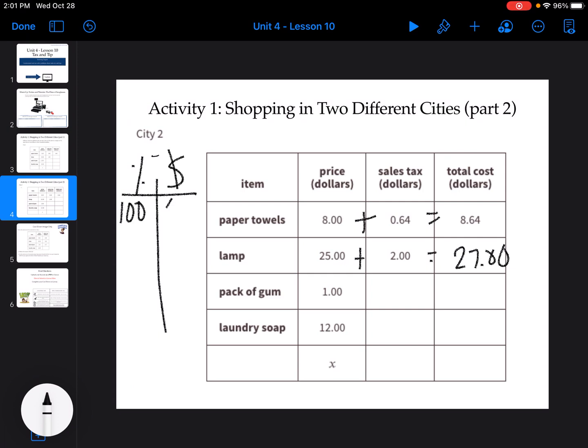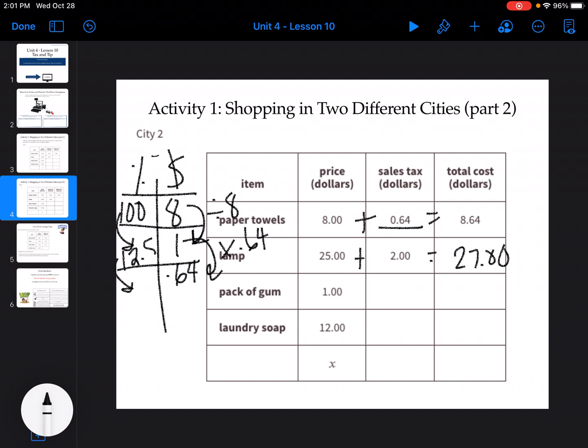I have my percent and my money. 100% of the cost was $8, and I want to figure out what it is for 1. So I'm going to divide by 8, and I get 12.5. So then I want to get 64 cents this time. So I'm going to multiply by 0.64. So 12.5 times 0.64 gives me 8%.